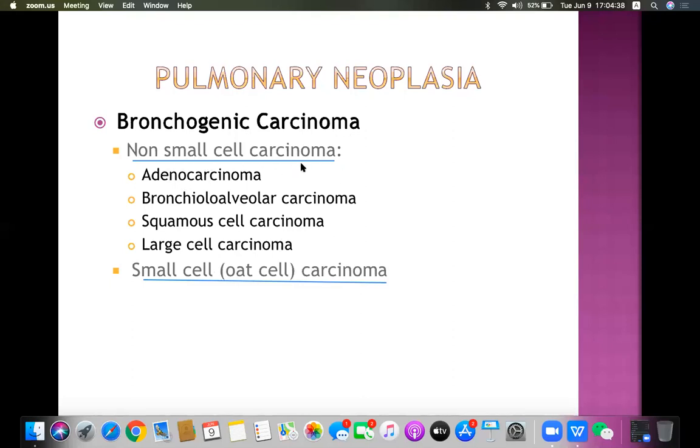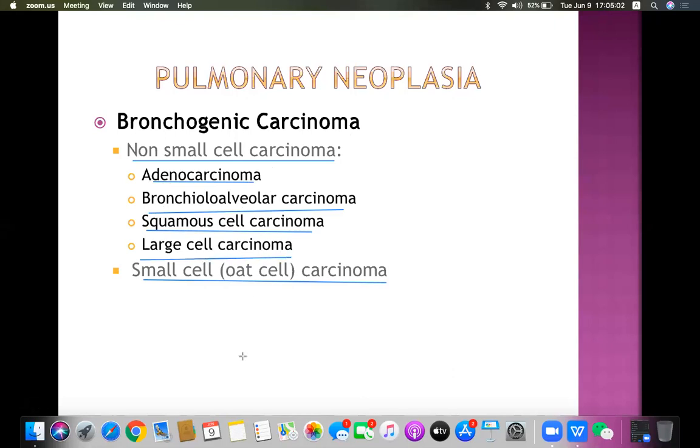Now the non-small cell type is again divided into adenocarcinoma, bronchioloalveolar carcinoma, squamous cell carcinoma, a very important type, and large cell carcinoma. Some textbooks mention bronchioloalveolar as one part of the adenocarcinoma, so even if you forget this name, it doesn't matter.